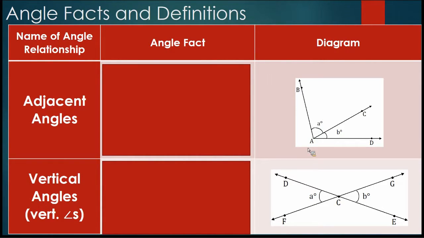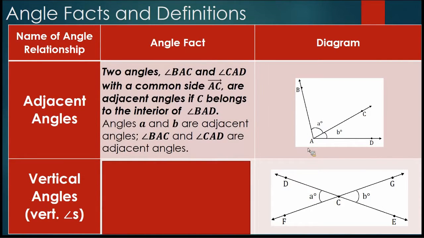adjacent angles. Adjacent angles are angles that share a common side, and they are right next to each other. For instance, in our diagram here, we have angle BAD, and there's a common interior ray, C, the common side AC, and that makes the two angles BAC and CAD adjacent angles. So angles lowercase a and lowercase b are also considered adjacent angles in this case.